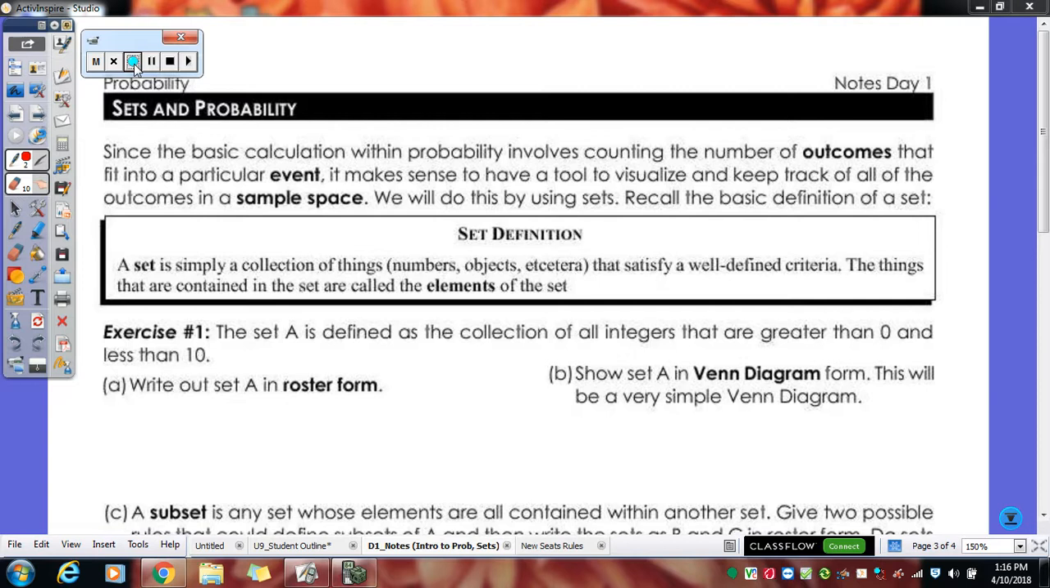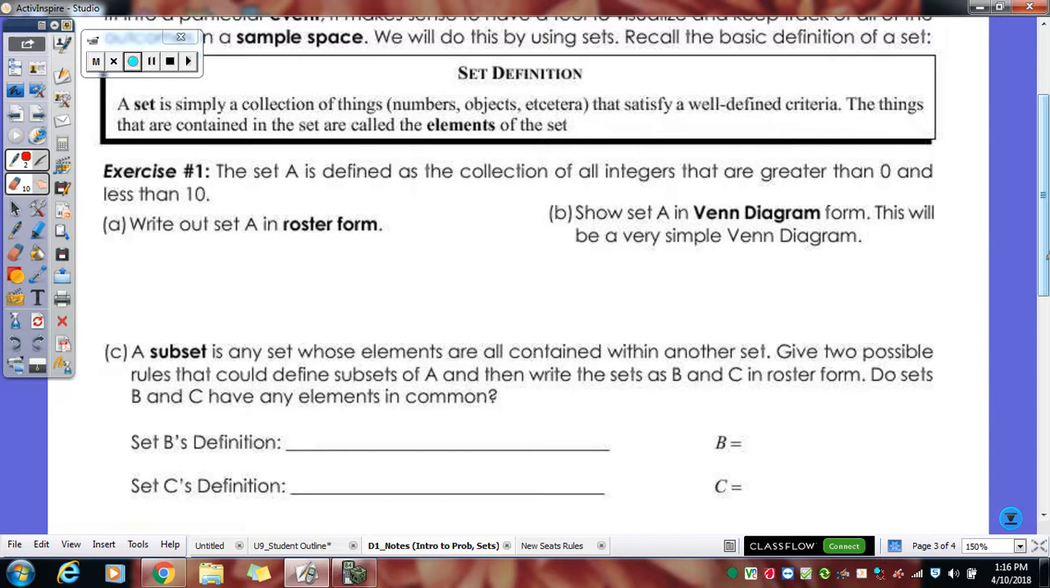Set A is defined as the collection of all integers that are greater than 0 and less than 10. Does it include 0 and 10? No, because it's just greater than 0 and less than 10. So write out set A in roster form. A equals 1, 2, 3, 4, 5, 6, 7, 8, 9. Roster form just means you are writing a list. It's kind of like the roster for a sports team. It is just a list of everyone on the team. Roster form is a list of all the numbers.